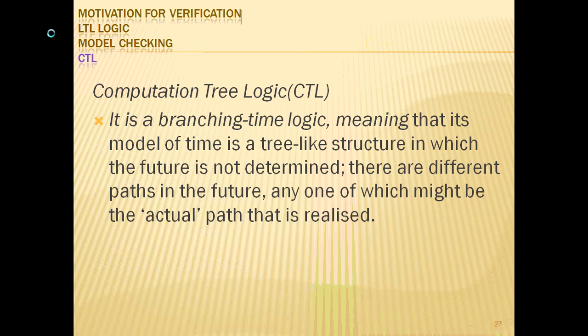Now let's see what is computational tree logic. It is also called a branching time logic, which means that its model of time is a tree-like structure in which the future is not determined. There are different paths in the future, any one of which might be the actual path that is realized.